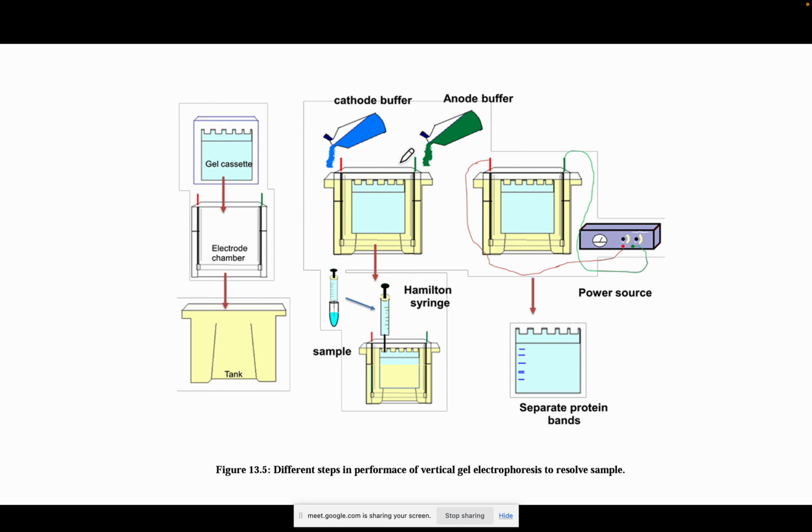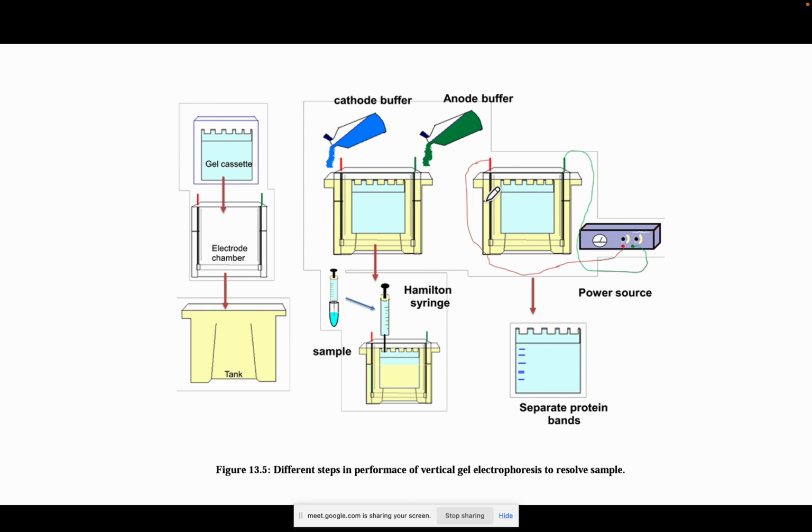After that you will add buffer. Okay, and then you will add your sample. For adding the sample, you can use thin pipette tips, and then add the samples.